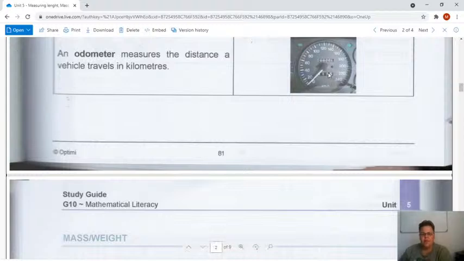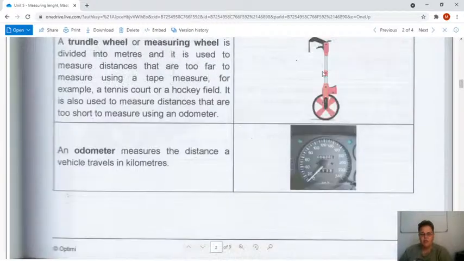The following number will then climb to the next number. That means that you have completed the full 1 kilometer of driving. Therefore, again, the odometer is not as accurate to measure shorter distances, and that's why the trundle wheel is there.